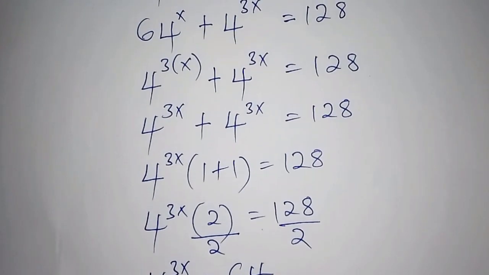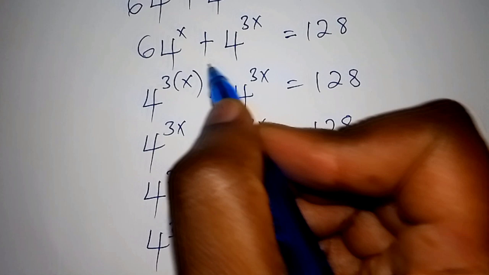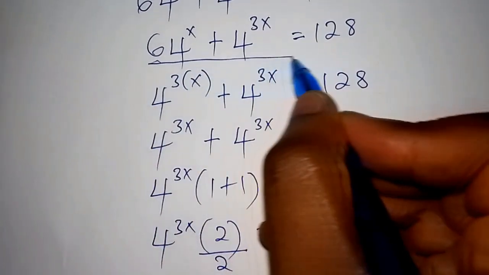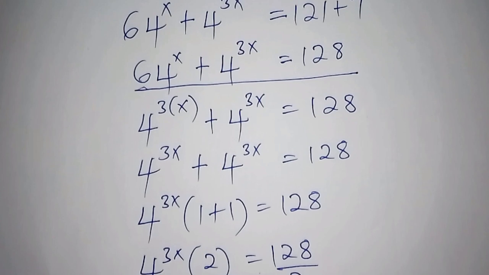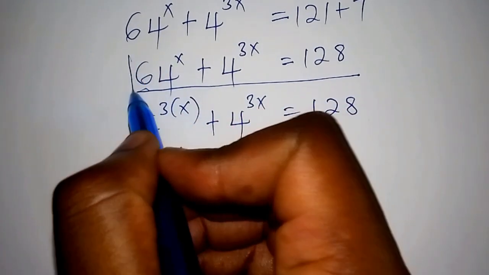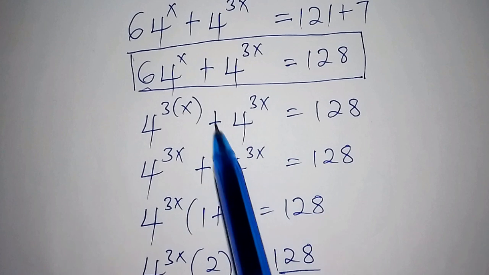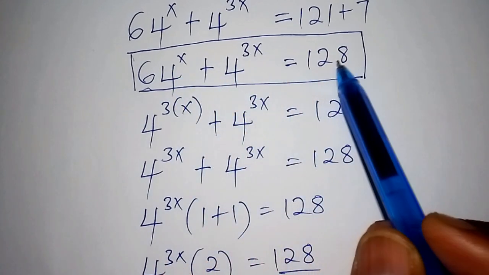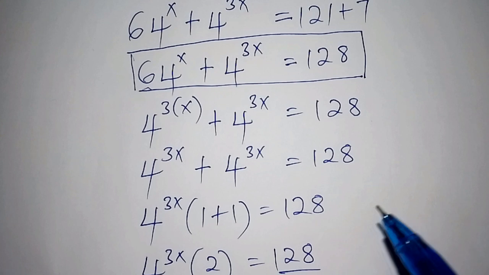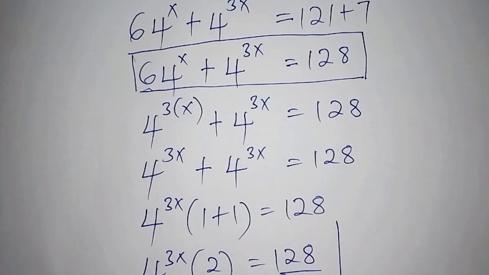On our confirmation, I want us to pick this other side. So let's work with this. We have 64 to the power of x. I want us to confirm our answer by having this: 64 to the power of x plus 4 to the power of 3x equals 128. Remember our x is 1. So meaning that we shall have something like this.